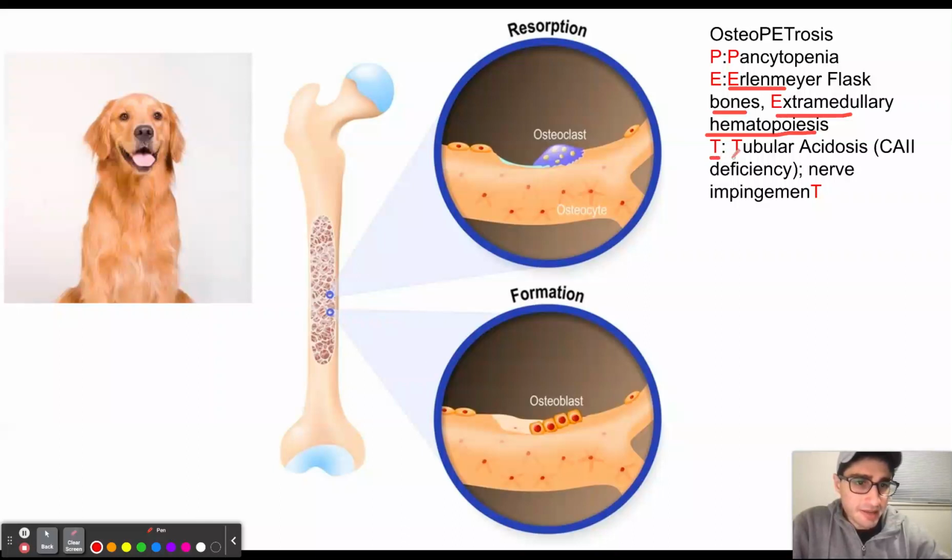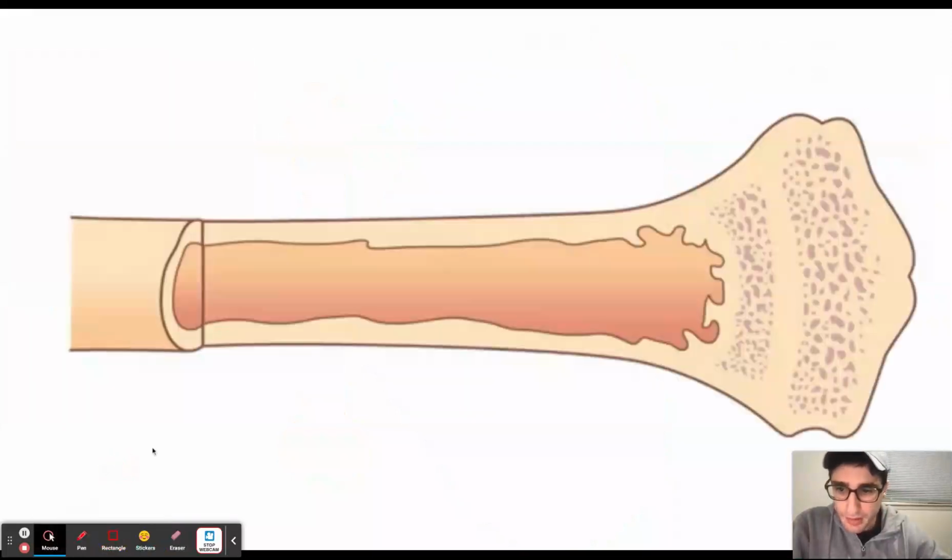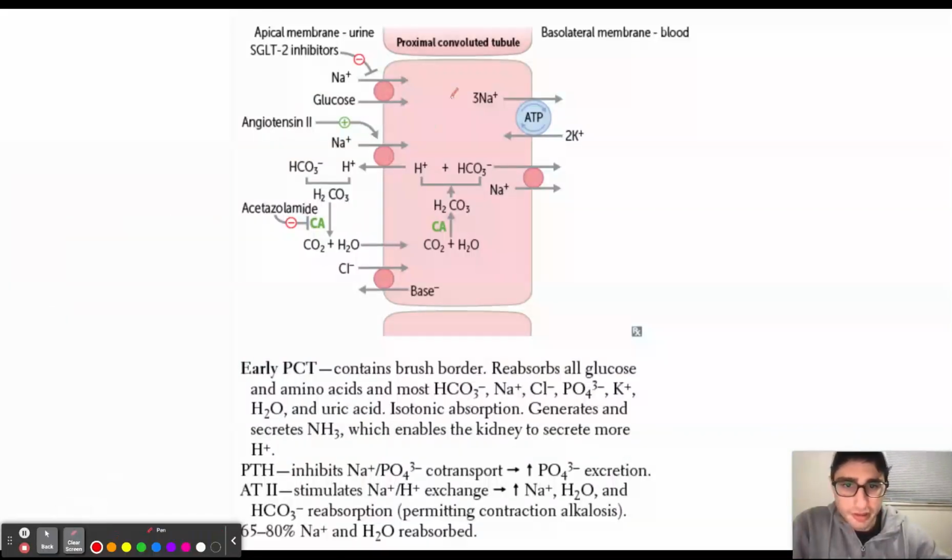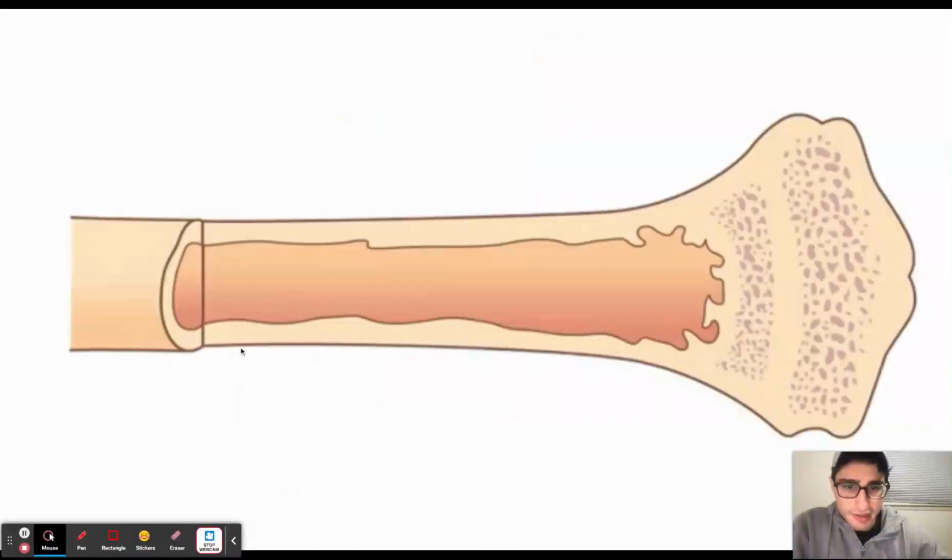And you can remember the T for tubular acidosis, which can also remind you of carbonic anhydrase 2 deficiency. If you remember from the proximal convoluted tubule in the kidney, carbonic anhydrase is an enzyme that is going to ultimately produce bicarb, and we're going to reabsorb bicarb in order to make our body more basic. So if you have a deficiency in carbonic anhydrase, then we're going to be absorbing less bicarb, and so that is going to acidify our body. So as a result, that can cause tubular acidosis.